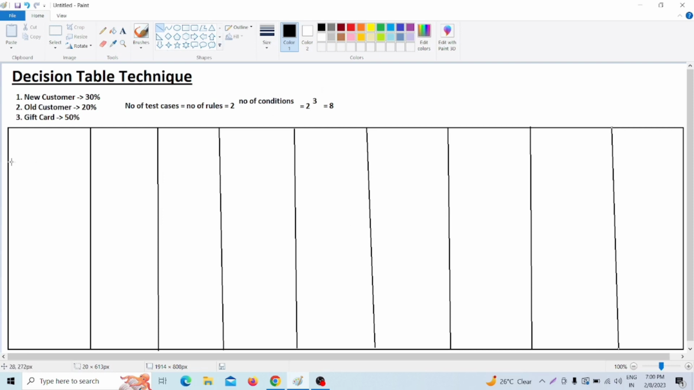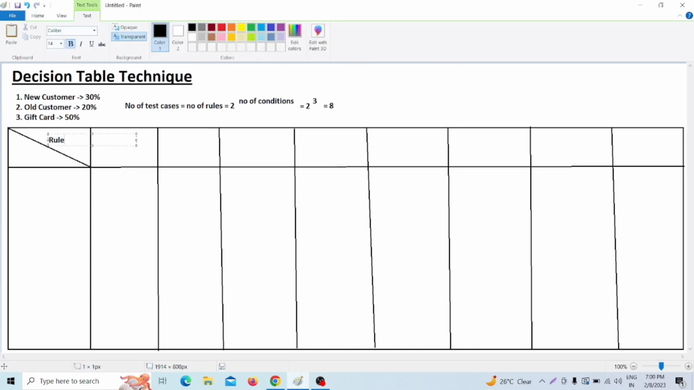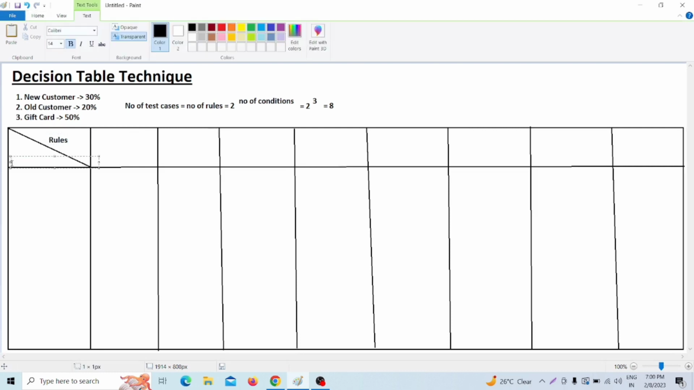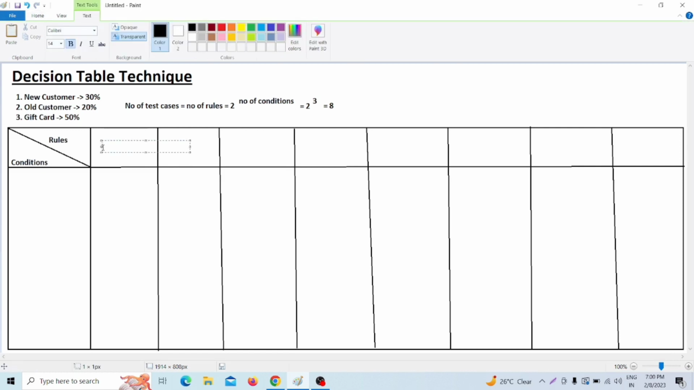So the first thing is that we have some rules. Suppose this part is for the rules, and this is for the conditions. So this is for the condition and this is for the rule. So total how many rules have we found? 8 rules.